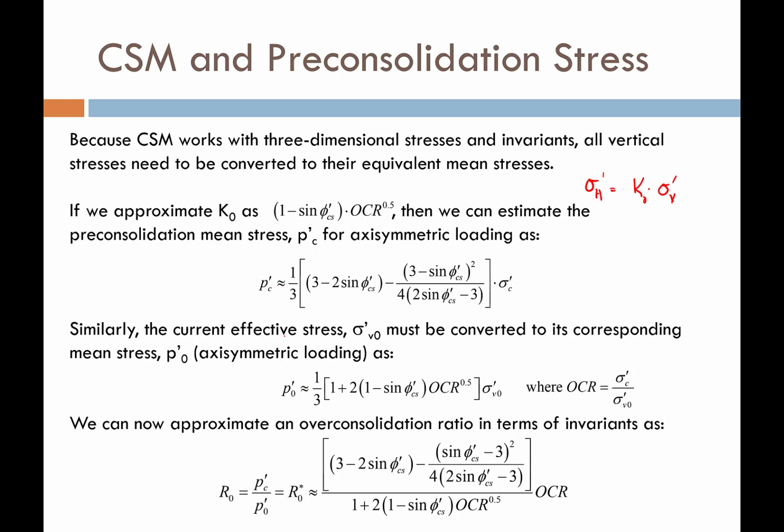And with those, we can come up with an equivalent over-consolidation ratio for three dimensions. And we're going to call that invariant R. So it's not OCR anymore, we're just going to call it R. And it's simply the ratio of the pre-consolidation mean stress divided by the vertical mean stress. And sometimes people call it R star, same thing. And it's going to approximately be equal to this relationship right here. So all it is is the ratio of these two equations.